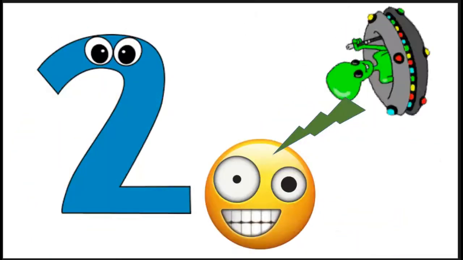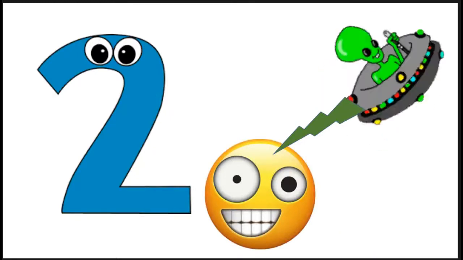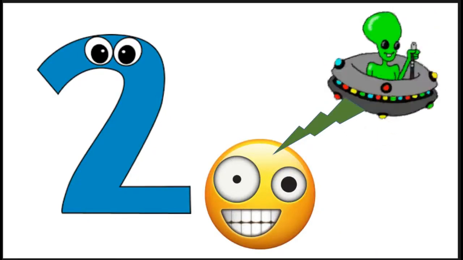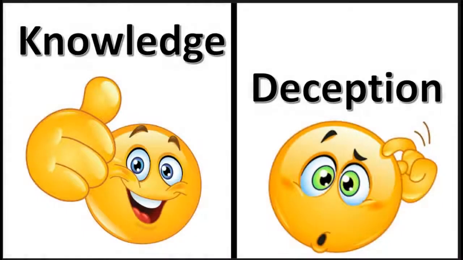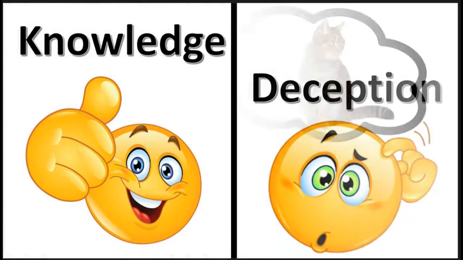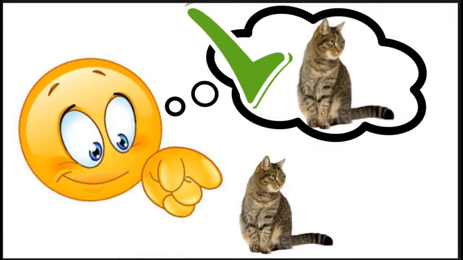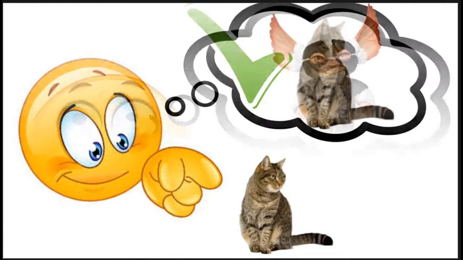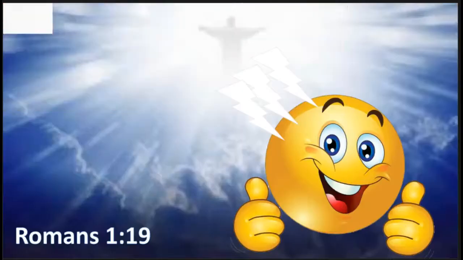Second objection, you could be deceived by aliens. Response, knowledge is different than deception. Knowledge is a belief that you have about something that is true, and you have good reason for believing it. But deception, on the other hand, is a belief that you have about something that is false. See, God makes it known that He exists. It's not just a belief about yourself and what you think you know. It's actual knowledge that He exists.